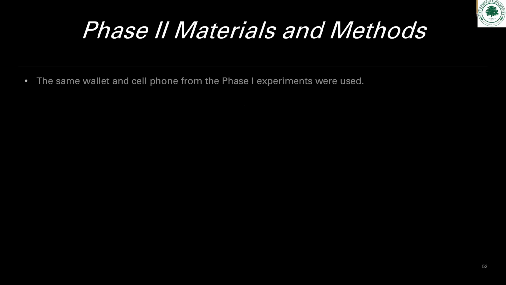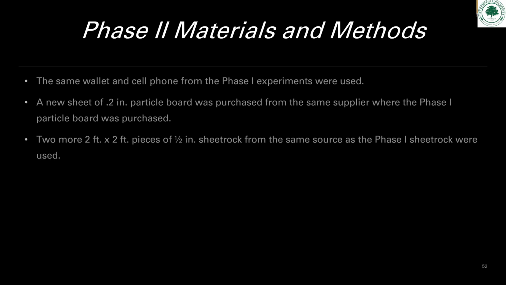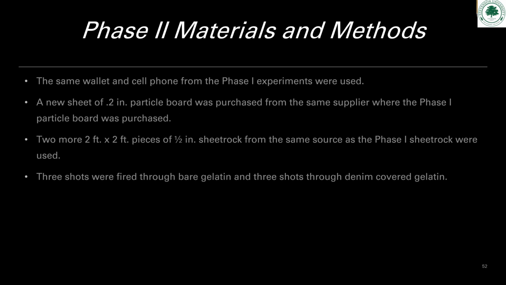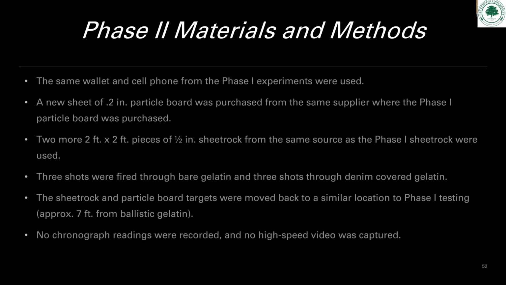So I used the same wallet and cell phone as I did in phase one. I had a new piece of 2-inch particle board that I bought from the same supplier. So very, very similar. The 2-foot by 2-foot pieces of 1/2-inch sheetrock were from the same source as the phase one experiments. So everything is very, very similar. This time I fired 3 shots through the bare gelatin and 3 shots through the denim covered gelatin. I also did another set of shots where I moved the same exact pieces of sheetrock 7 feet away. That was like a retest of the phase one testing.